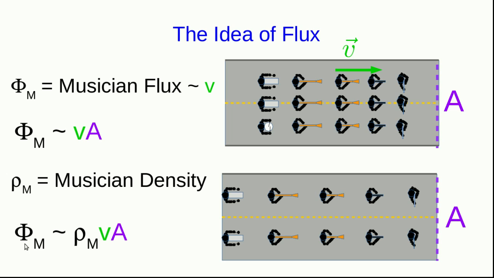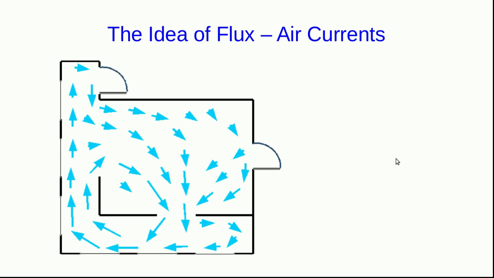And so overall, the musician flux must be proportional to the musician density, the speed that they're marching at, and the area of the archway that they're marching through. Let's apply the same idea to a more physicsy idea.